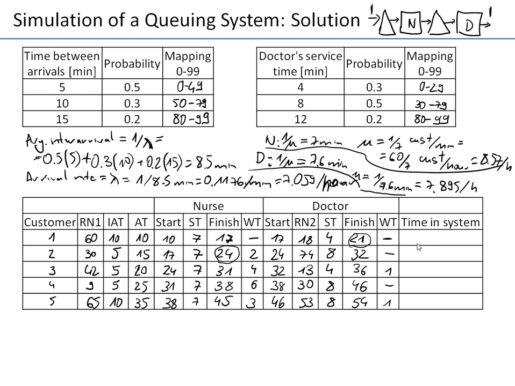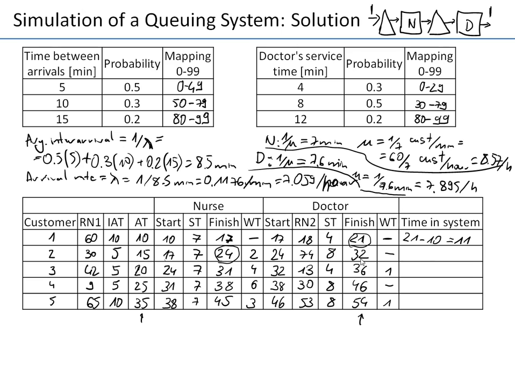So now the time in the system, we have to look at which columns. We have to see when the patient arrived and see when the service at the doctor finished, because that's the whole time, right, from the beginning till the end of the time in the system for each patient. So we see 21 minus 10. So this patient spent 11 minutes in the system, right?